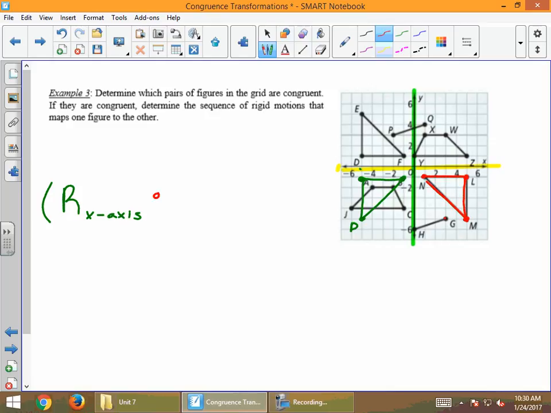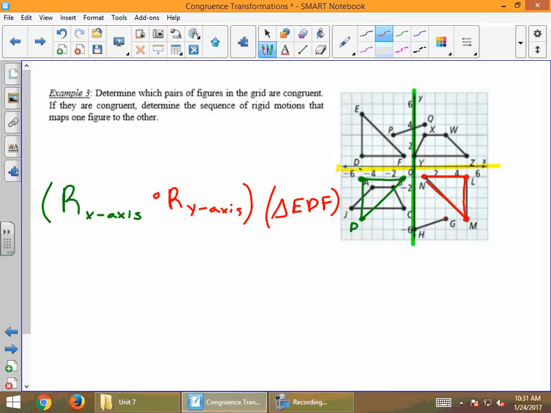We did a reflection over the x-axis. Then we did a reflection over the y-axis. And which triangle did we move? Yeah, so we say triangle EDF. So we know those triangles are congruent.